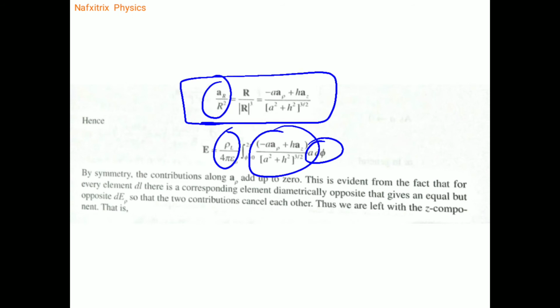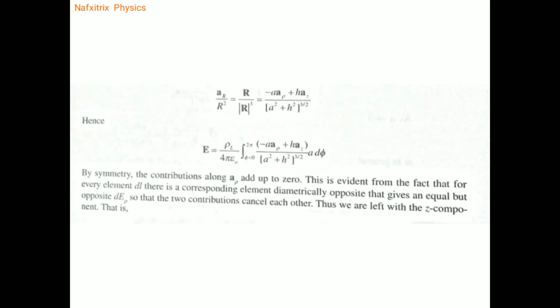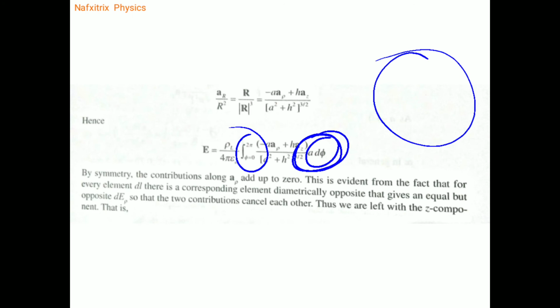So here aR by R square is nothing but vector R by R cube. On multiplying with R in the numerator and denominator, we get the magnitude of R into R. So this is the replacement, and we need to integrate from 0 to 2 pi because d phi is there. For the complete circle, 0 to 2 pi is the angle.